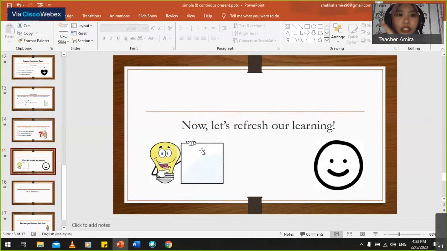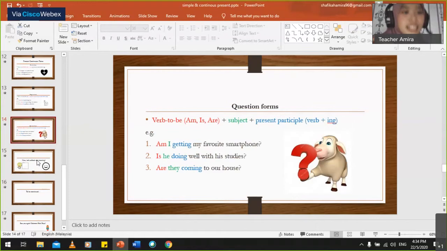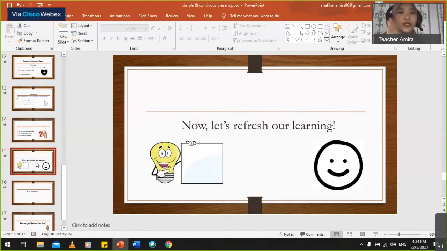Okay, let's briefly and quickly recap what we have learned today. We learned that there are 4 types of present tenses, which are simple present tense, present continuous tense, present perfect tense and present perfect continuous tense. And then we learned the uses of simple present and present continuous. And then we learned the sentence structure of how to construct sentences with simple present tense and present continuous tense. And then we have the exercises that we did together. Good job. Thank you everyone for doing it with me. I don't feel lonely at all.